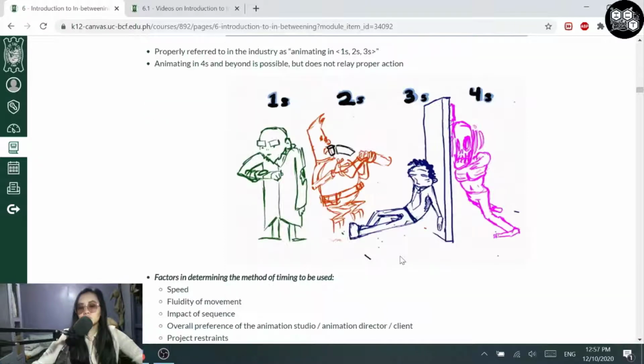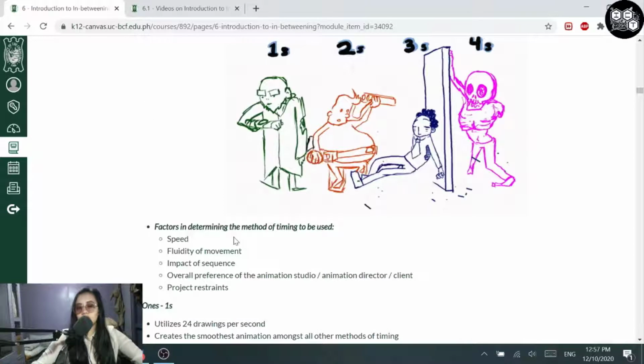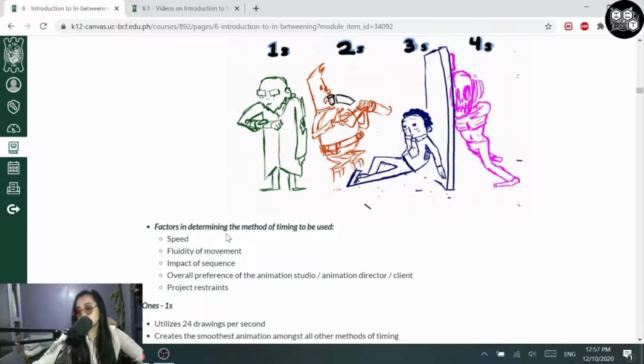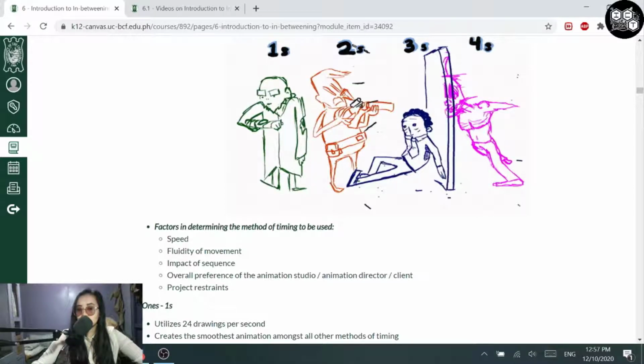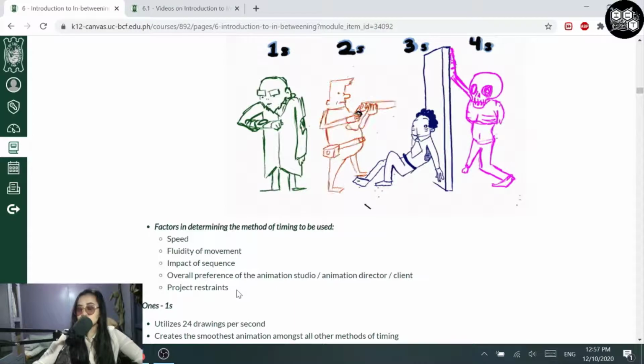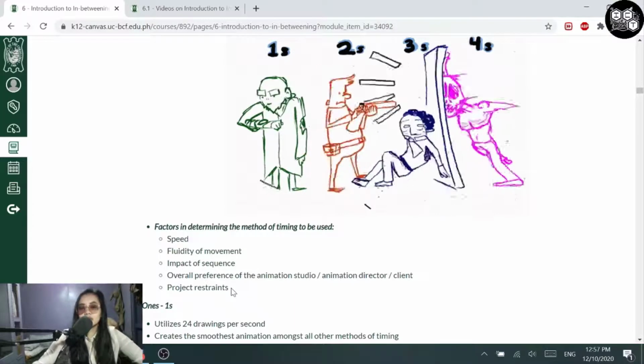Here we have different factors on how you're going to determine the method of timing. A lot of these usually come from experience, but here are just some factors. Number one is speed, fluidity of movement, impact of the sequence, overall preference of the animation studio, and also project restraints. Project restraints is actually the number one factor in determining the method of timing.